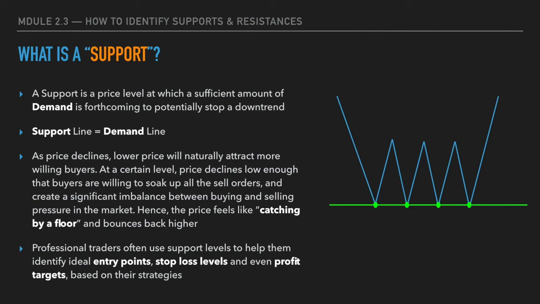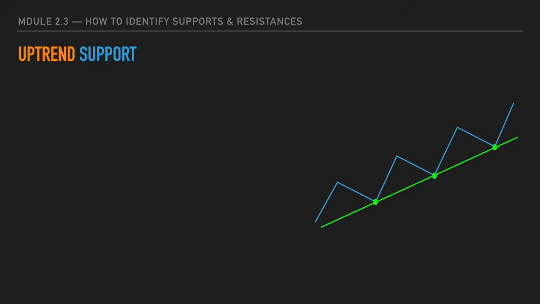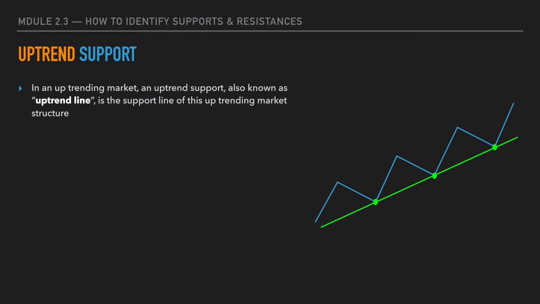Many professional traders use support levels to help them identify ideal entry points, stop loss, and even profit targets based on their strategies. If we talk about support, there is one type of support that we have to highlight here. It's called the uptrend support. In an uptrending market, the price is trending up, making higher highs and higher lows. An uptrend support, also known as an uptrend line, is the support line of this uptrending market.